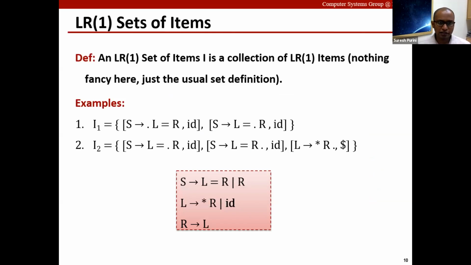So now consider LR1 sets of items. An LR1 set of items is a collection of LR1 items. For example, here we have an LR1 item set I1. It has two items. So this is one item and this is another item. There need not be any relationship between these two items. Just take a collection of LR1 items and put them together, and you will get an LR1 set. Similarly, in LR1 set I2, you have three items. This is one item, this is another item, and this is another item.